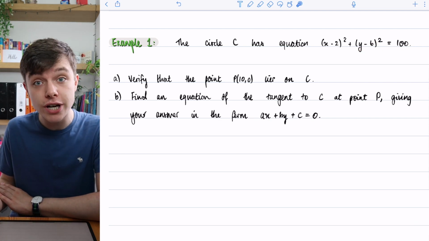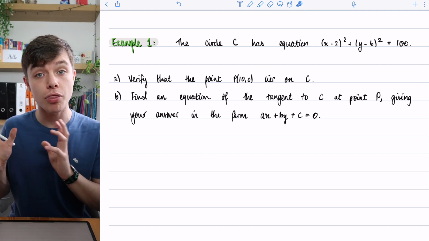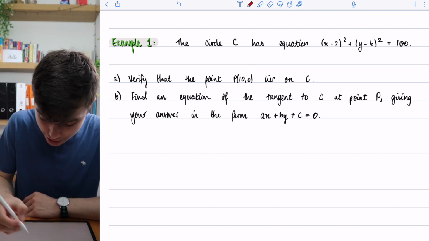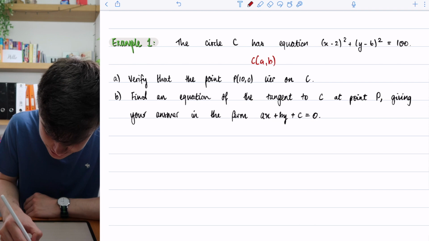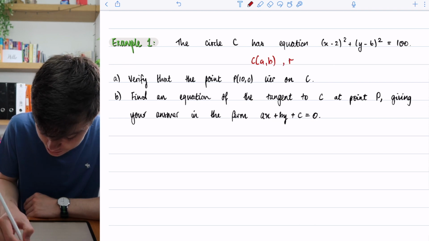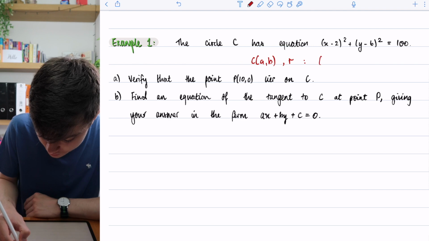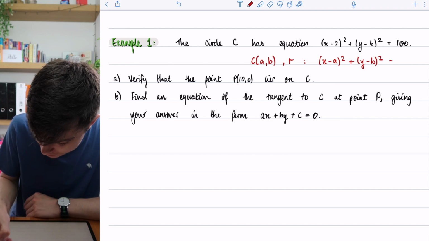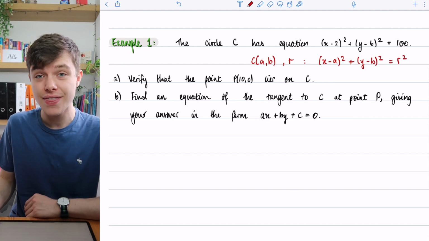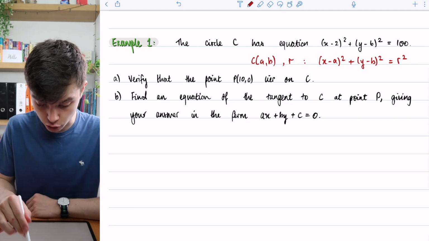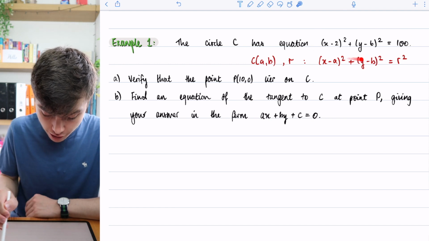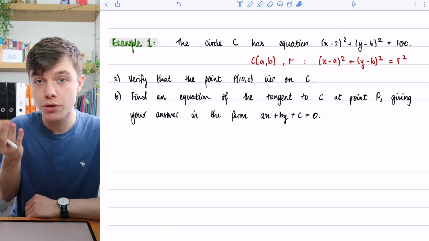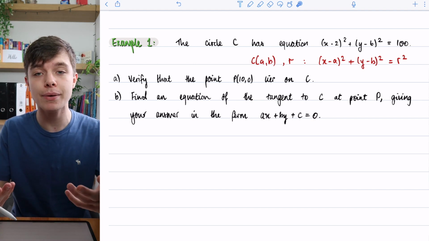So straight away we can read off what the centre of the circle is and what the radius is. Remember, if we have a centre (a, b) and radius r, then we have the equation x minus a squared plus y minus b squared is equal to the radius squared. That's the general equation of a circle, where a and b is your centre and r is your radius. So from this we can read off exactly what the centre of the circle is and what the radius is, and it's always useful to get into the habit of doing that.